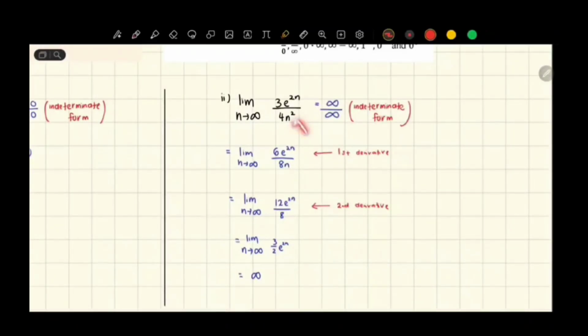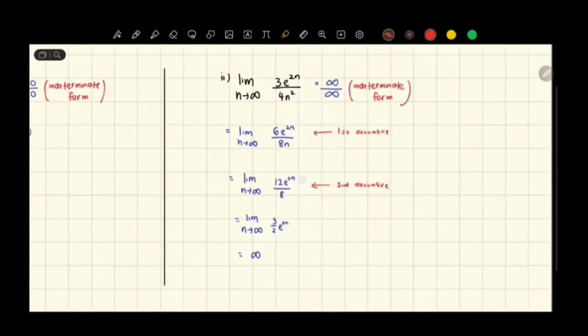which means we need to differentiate this function. When we differentiate 3 to the power of 2n, the power 2n gives us 2, and then 3 times 2, we will get 6. So the numerator will become 6 to the power of 2n. The denominator also we need to differentiate, and it will become 8n.